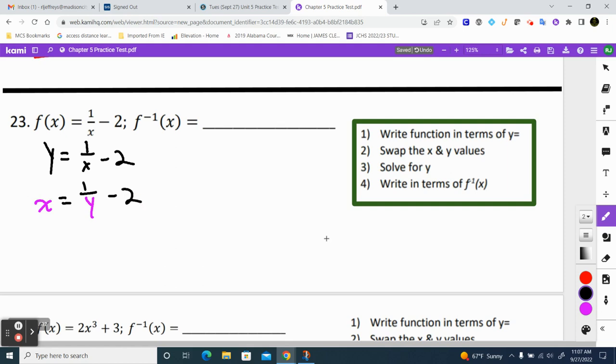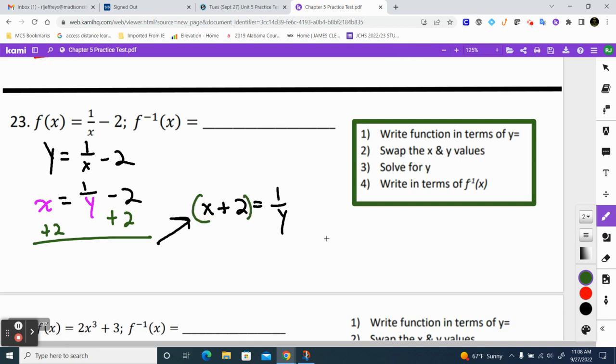Now, we have to solve. How do we get rid of this minus 2? That's right. Solving equations is doing the opposite. Teenagers are widely known for doing the opposite of what they've been told. All right. This one's a little different. What am I going to do to get that y out from the bottom? Yeah, we are going to have to multiply.